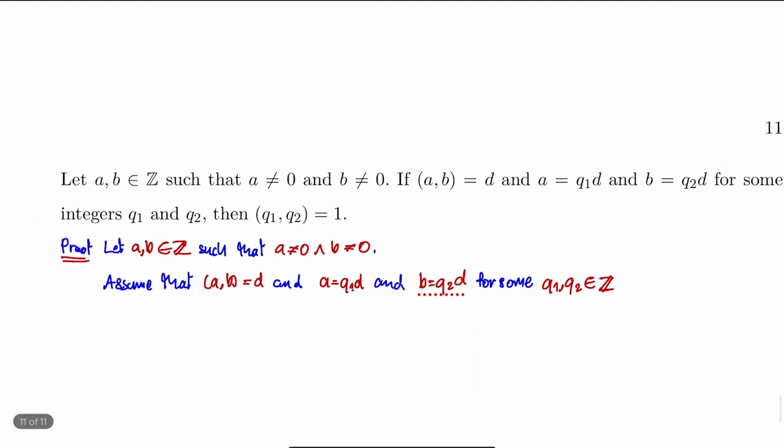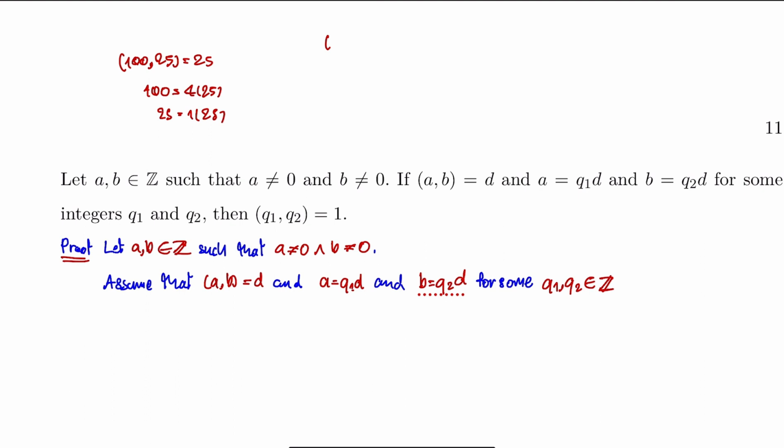Now if you have the greatest common divisor, let's say of 125 and 100, it turns out to be 25, right? And 125 is 5 times 25, and 100 is 4 times 25. 5 and 4 are the quotients, and 25 is the greatest common divisor, and the quotients of these two numbers have the greatest common divisor of 1.